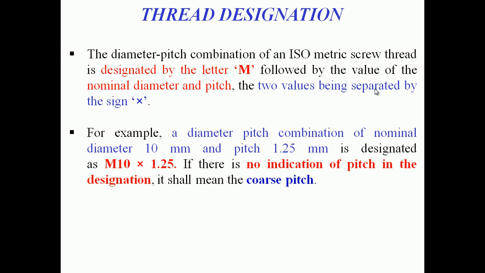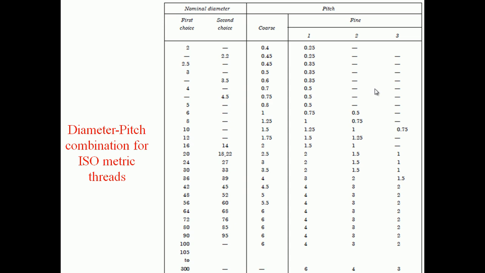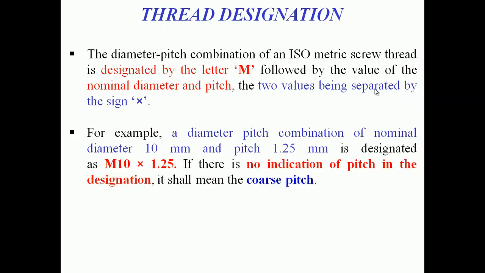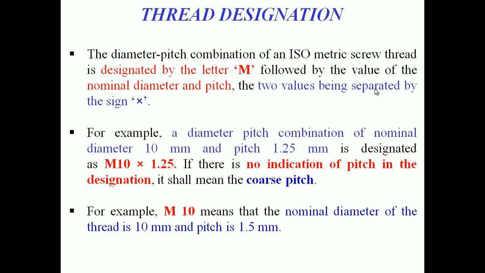So if they have given only M10, there is no indication of pitch in the designation, so it shall mean the coarse pitch. You have to take it from the coarse category only. For example, if I give only M10, then you have to take only the coarse pitch, which is 1.5. If it is 20 in the nominal diameter of the first choice, then you have to take 2.5. So M10 means that the nominal diameter of the thread is 10 mm and the pitch is 1.5 mm.